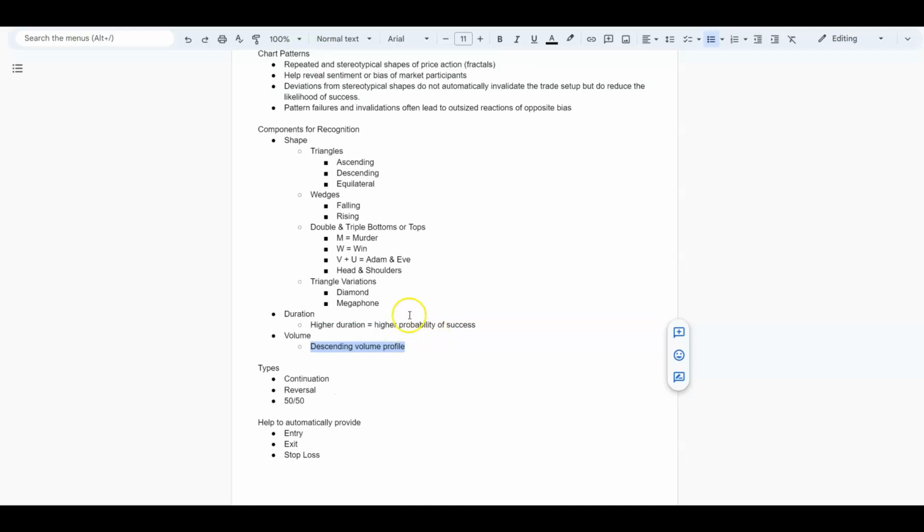But again, I wouldn't invalidate just because it's not stereotypical, right? Yes, you always want a descending volume profile. I'm hitting this home so hard because people always argue with me about it. They're just like, oh, no, that's not it. That's not an inverted head and shoulders, right?